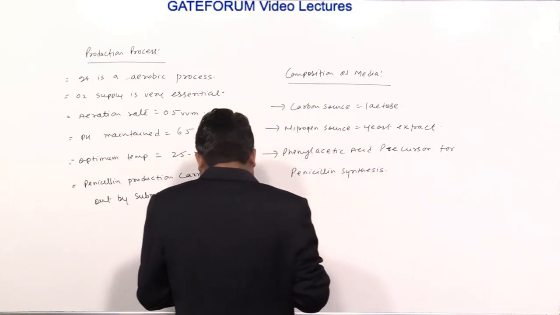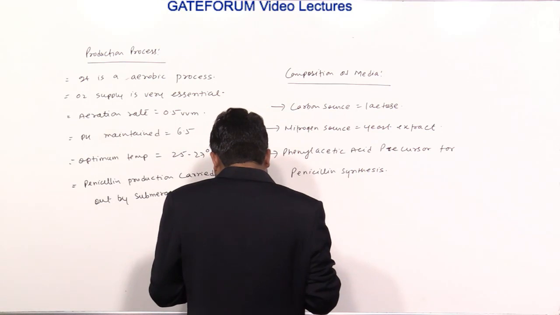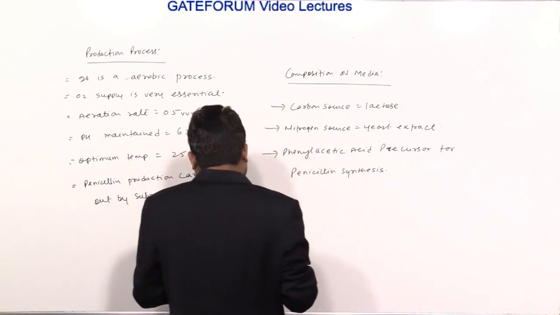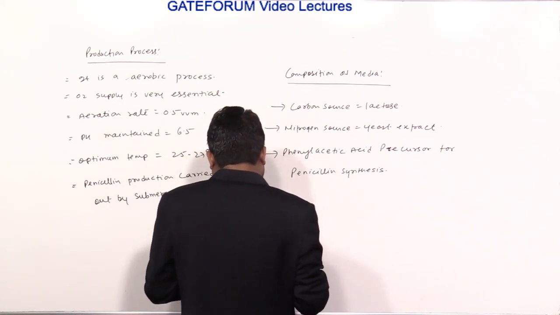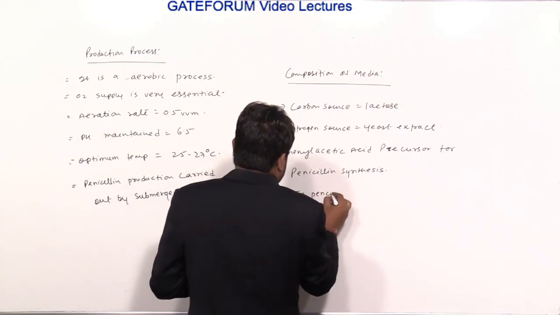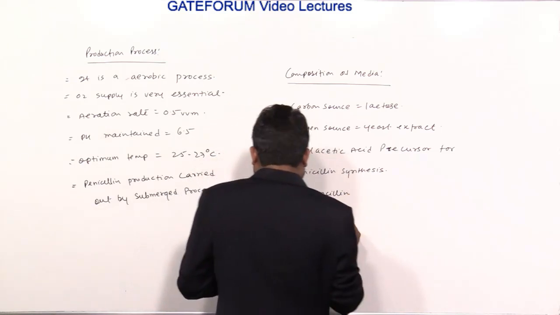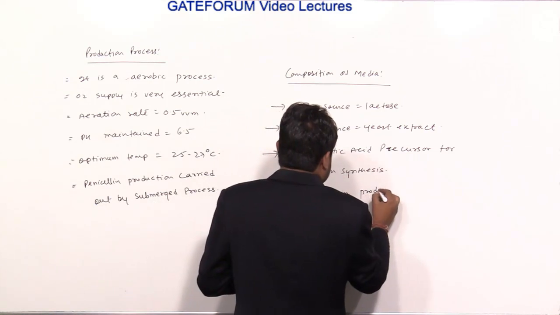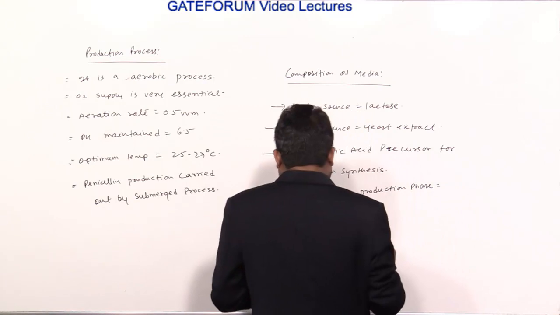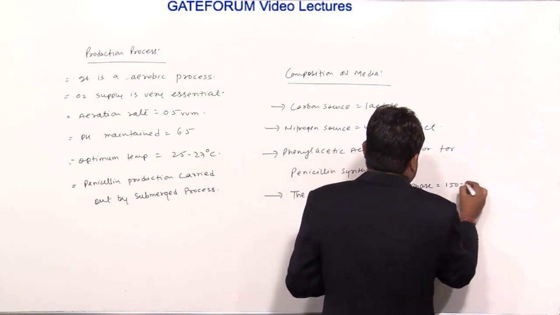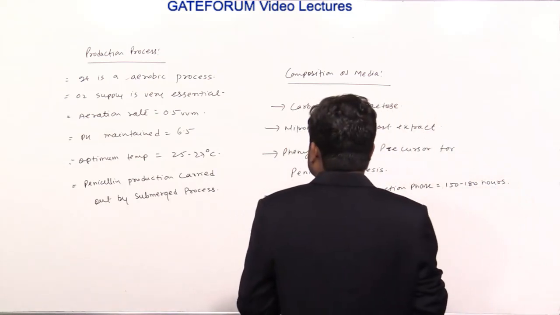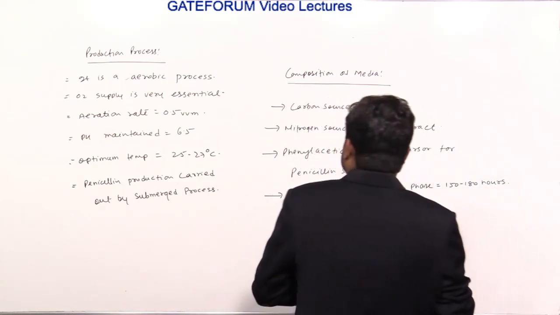Then exactly, this is the most important point, the overproduction phase. The penicillin production phase is going to require 150 to 180 hours.